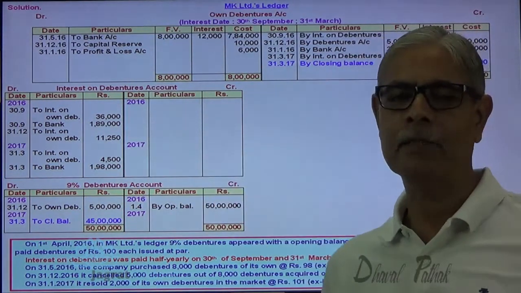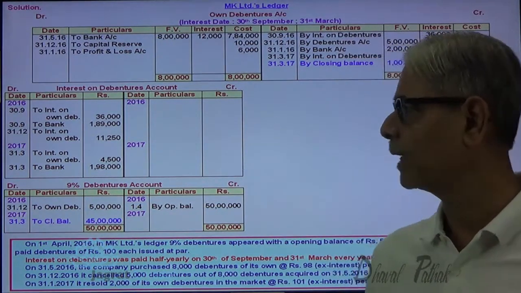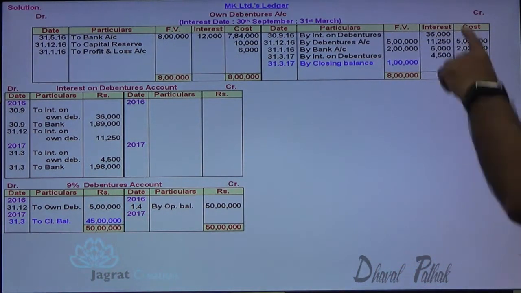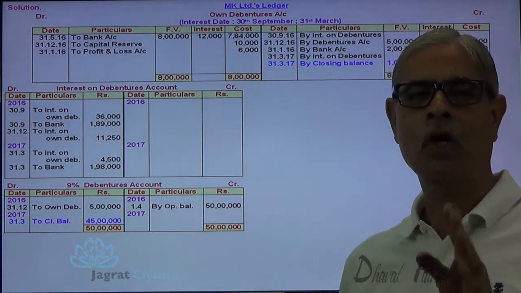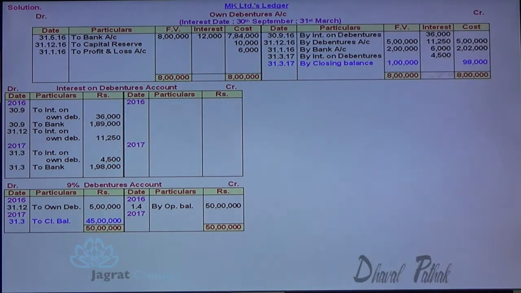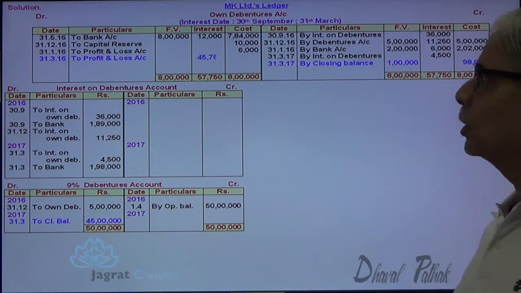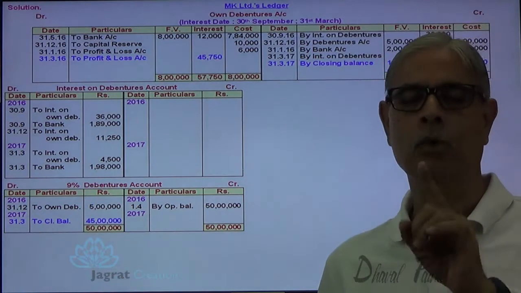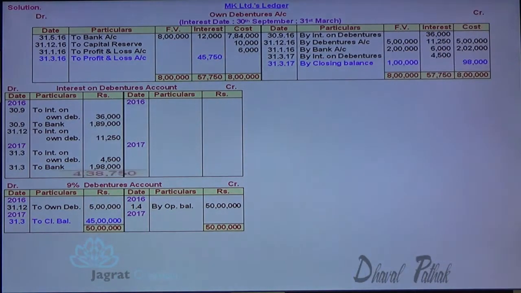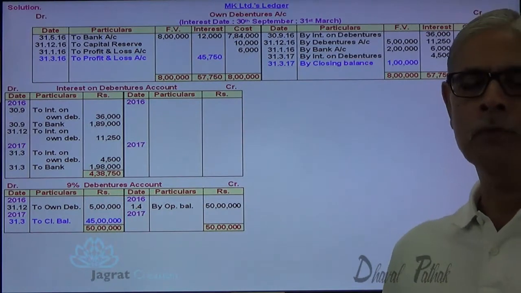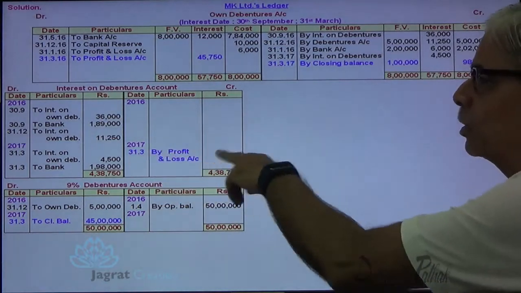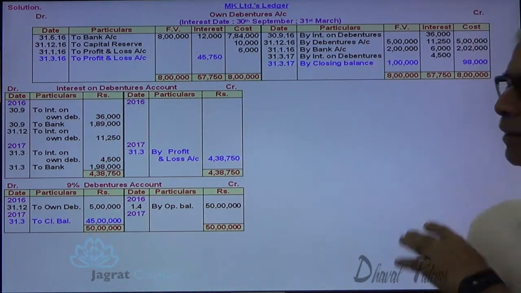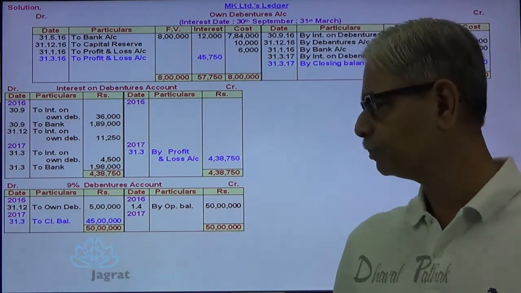This total debenture interest paid during the year will be transferred to profit and loss account at the end of the year. And here, the interest on own debenture income of 12,000 will be deducted. So net interest income on own debenture will also be transferred to profit and loss account. So 57,750 minus 12,000 works out to 45,750, interest on own debenture income transferred to profit and loss account. And this interest paid on debenture liability will also be transferred to profit and loss account on 31st of March 2017, 4,38,750. That will be transferred to profit and loss account.